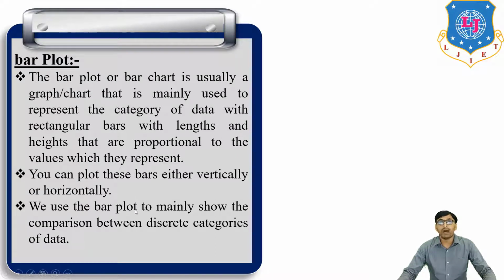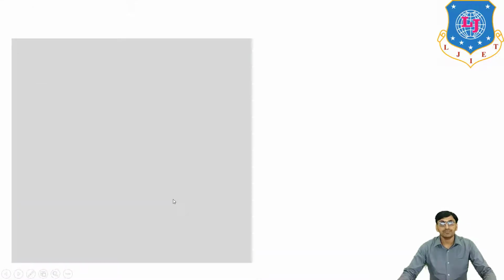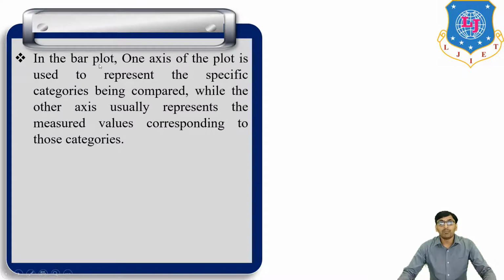We use the bar plot to mainly show the comparison between different categories of data. So there are different data and we compare these different data by bar plot. Okay. In the bar plot, one axis of the plot is used to represent the specific category being compared, while the other axis usually represents the measured value corresponding to those categories.